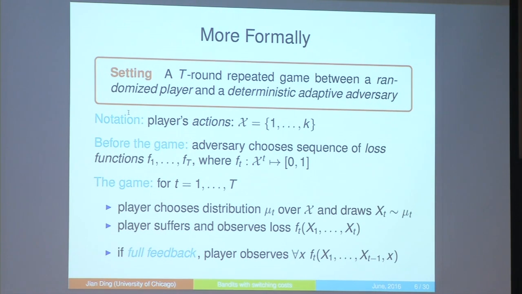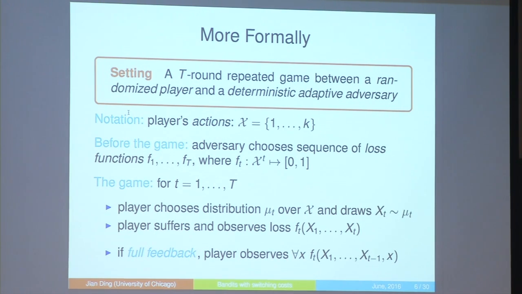Before the game, the adversary would choose a sequence of loss functions, f_1 through f_T, and each function maps X to the power of t, which is all the actions that have been chosen up to time t, to some loss value between 0 and 1. In reality, you would imagine that the loss values should be bounded. That's a very reasonable assumption. And actually, that would be crucial later at some point.